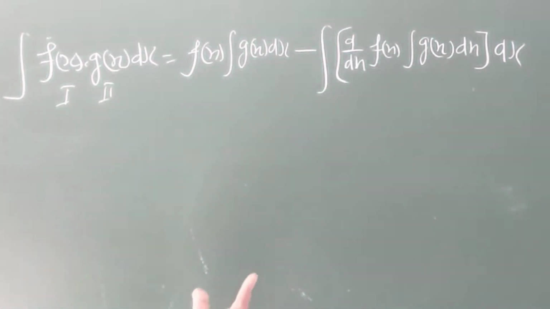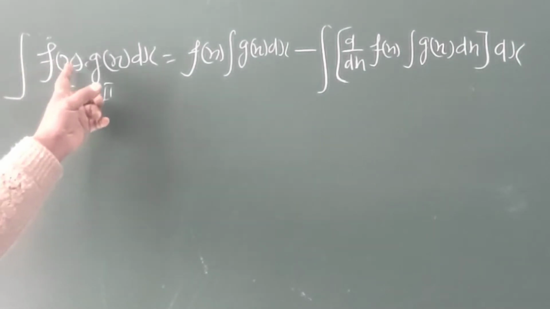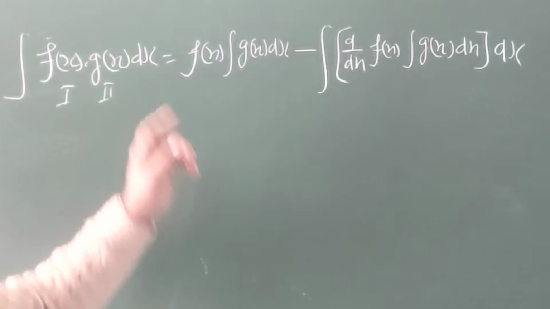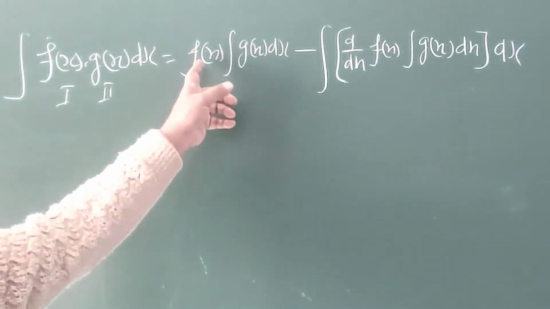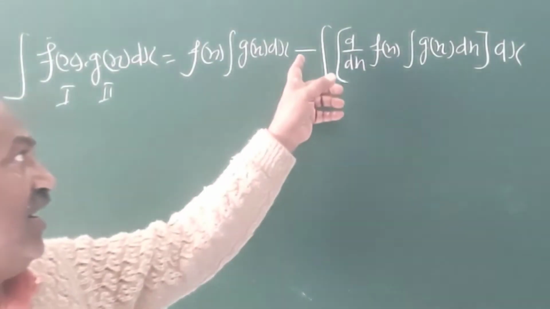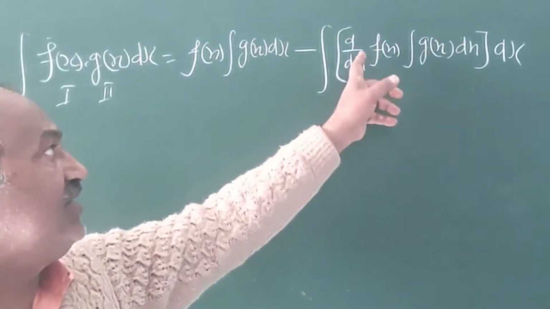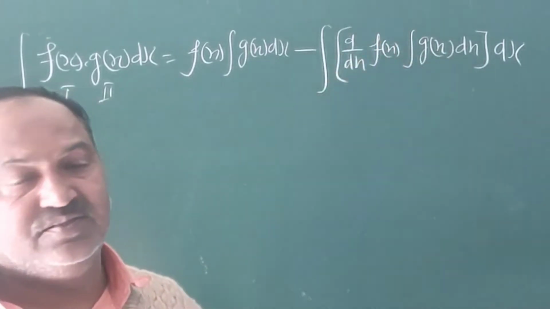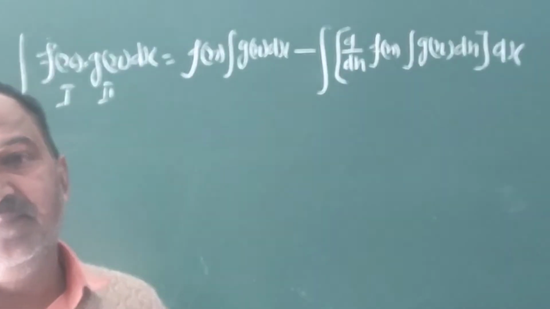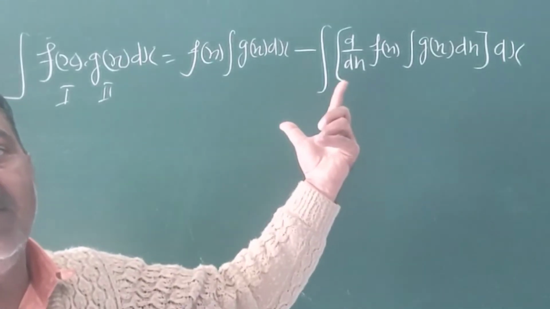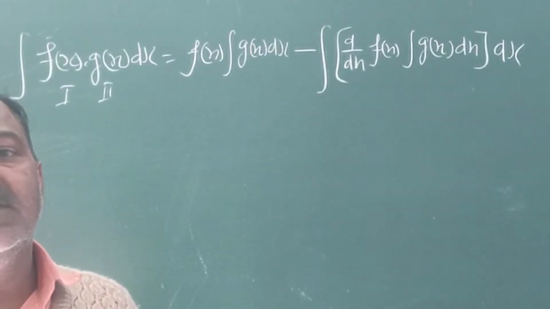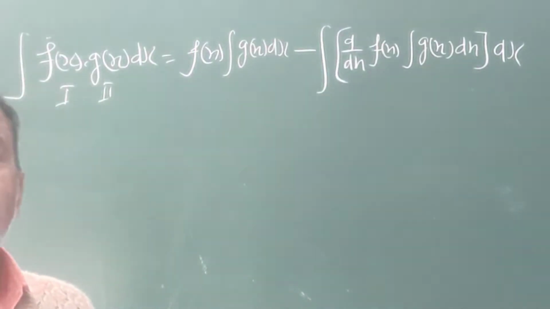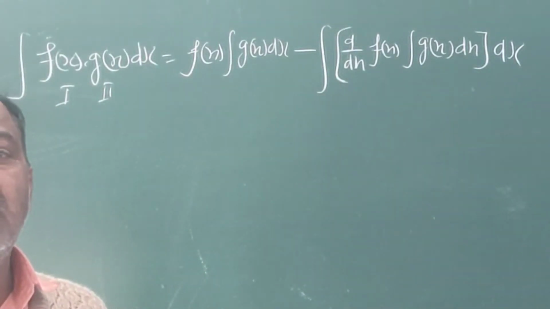And the formula of integration by parts is: integration of f(x) into g(x) into dx. First function, second function. First function as it is, integration of second, minus integration of derivative of first into integration of second, whole integration, into dx. This is the formula of integration by parts, which we have to apply in Exercise 7.6 of the NCERT book.